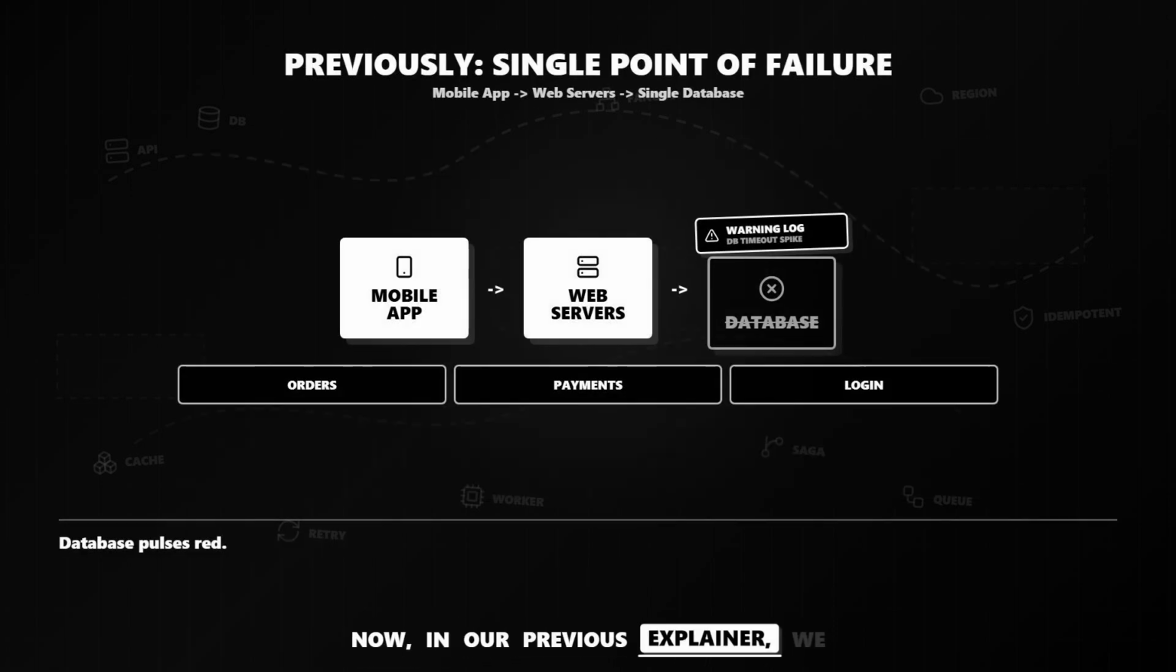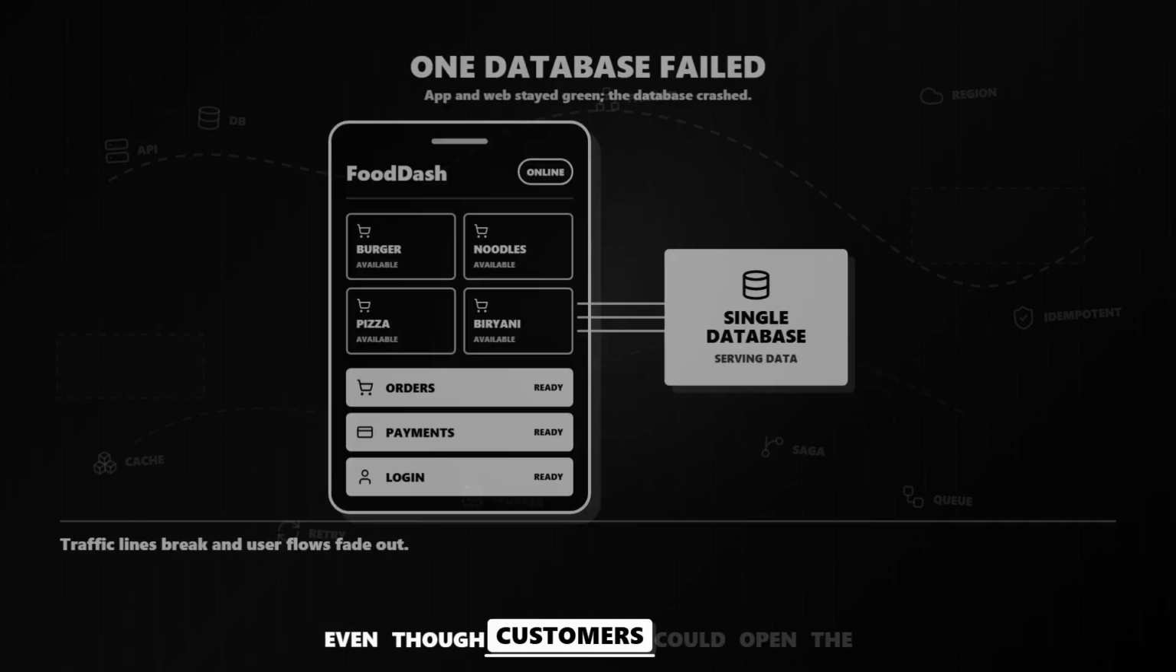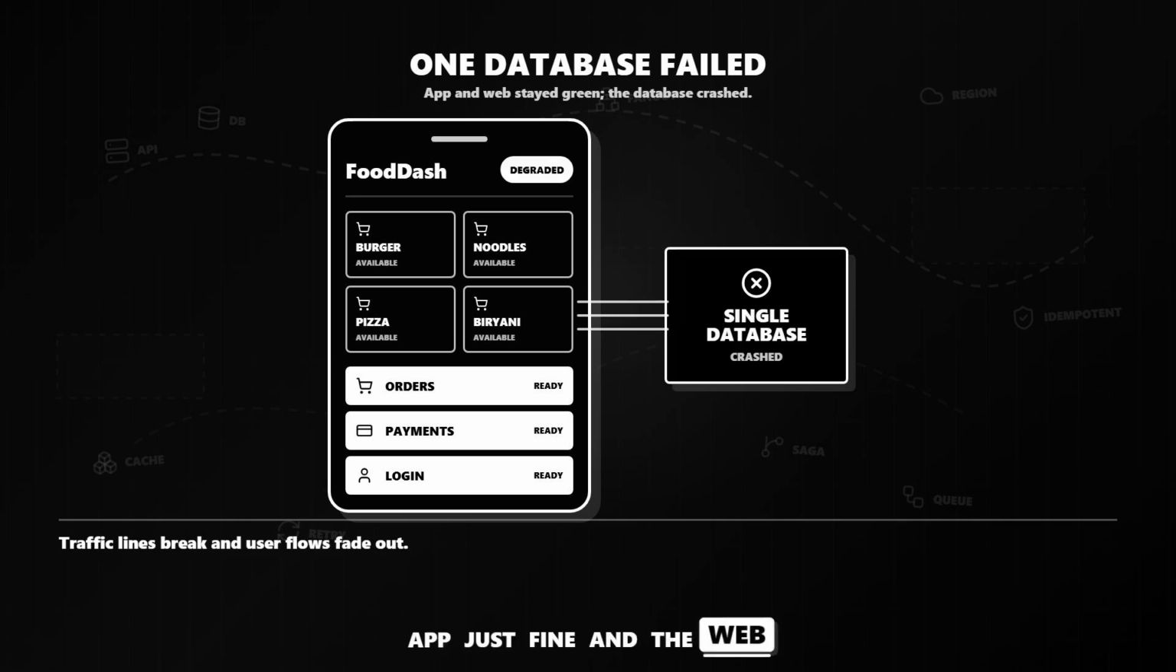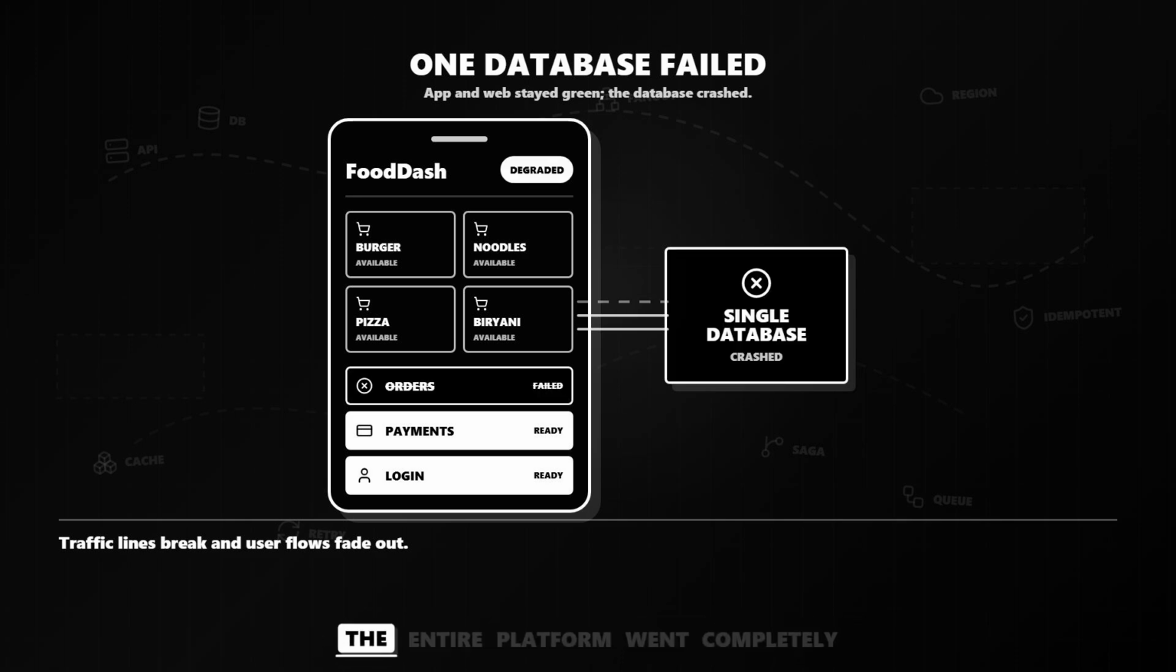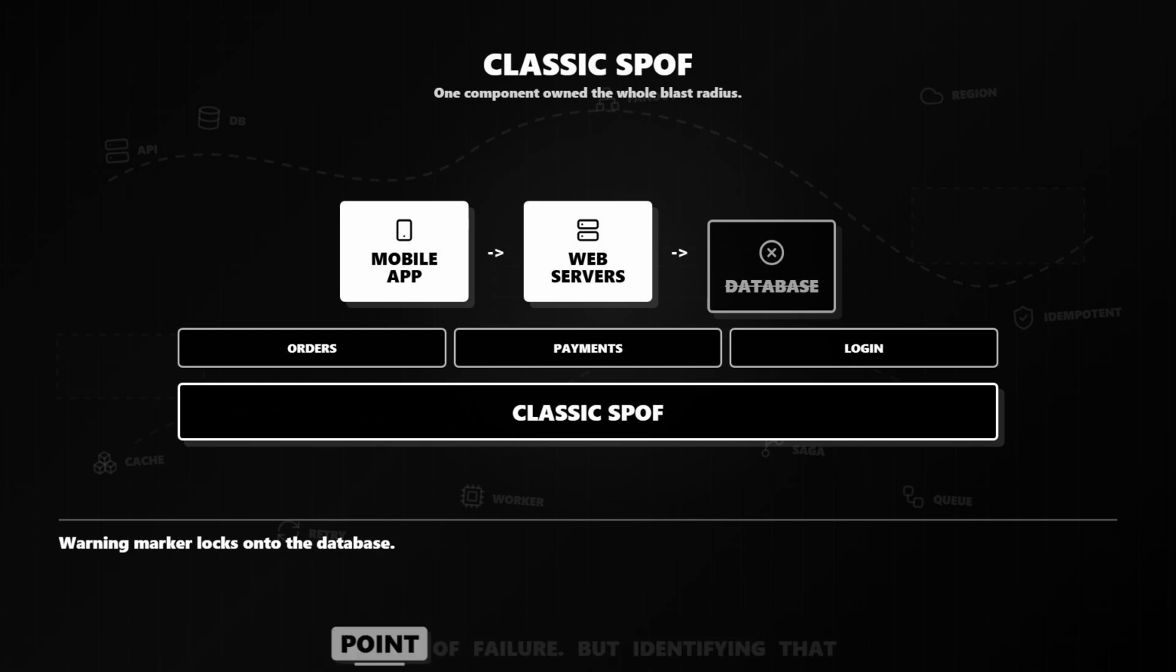Now, in our previous explainer, we explored single points of failure using our fictional food delivery platform, FoodDash, and we discovered something pretty alarming. Even though customers could open the app just fine and the web servers were humming along perfectly, the entire platform went completely dark the moment a single database server failed. That database was a classic single point of failure.